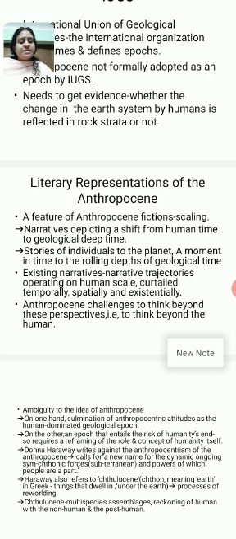Whereas the existing narratives contain narrative trajectories operating on human scale, curtailed temporally, spatially and existentially.